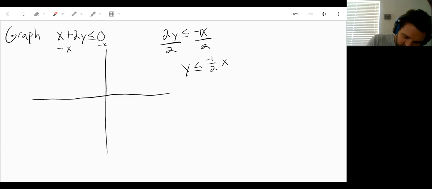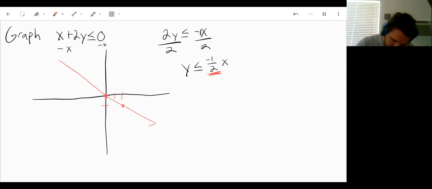So that means it's going to pass through the origin. And from there, it's going to have a slope of negative 1/2, or in other words, down 1 and over 2. So now we've got our 2 points, and we can go ahead and connect the dots. Now, since this one has the equal to line within the inequality, we'll keep the solid line. We don't have to go dashed. We'll just keep it solid because that then tells us that the points on that line also will work.